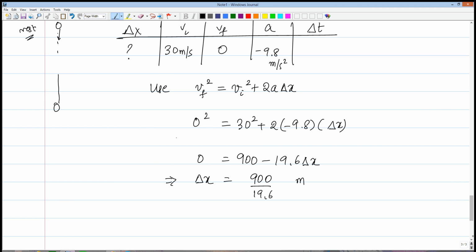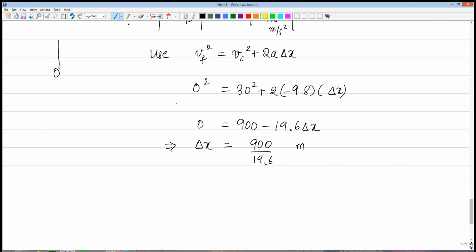And you guys can figure out the values, and all that could be done. So understand the problem. Here we had to use the condition. You have to come up with the condition that the final velocity would be 0.